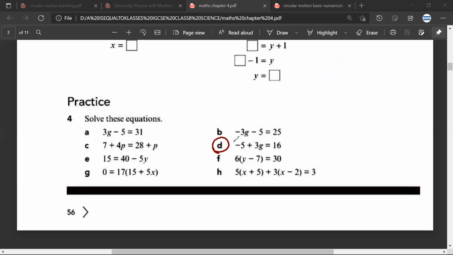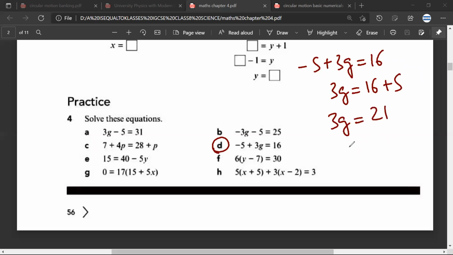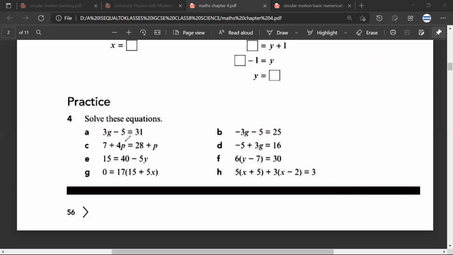D part? 3g is equal to 16 plus 5. So 3g is equal to 21 and g is equal to 7. Correct. Mr. Ariman, are you there? Yes, sir.